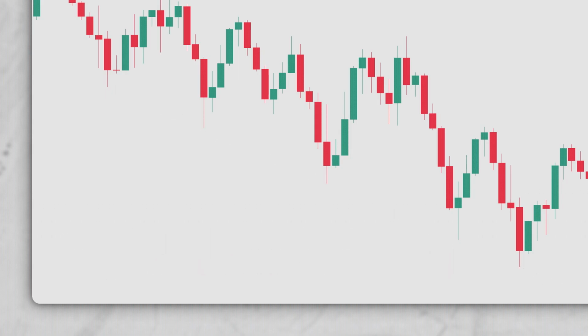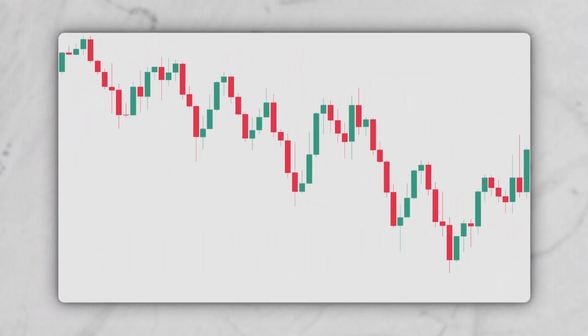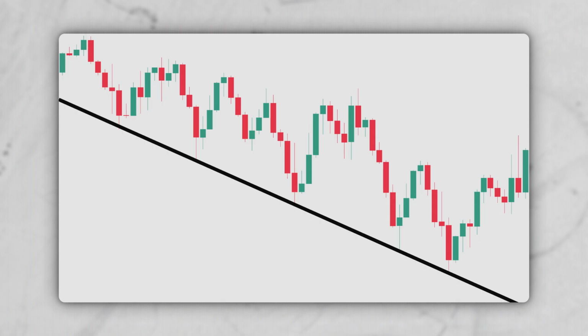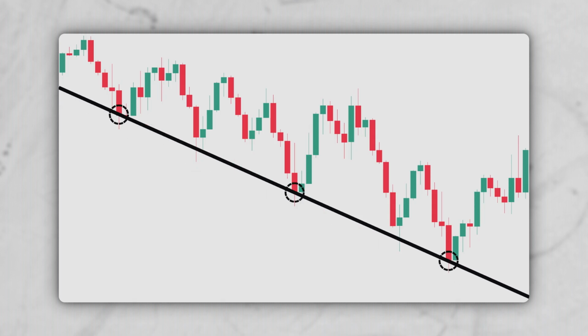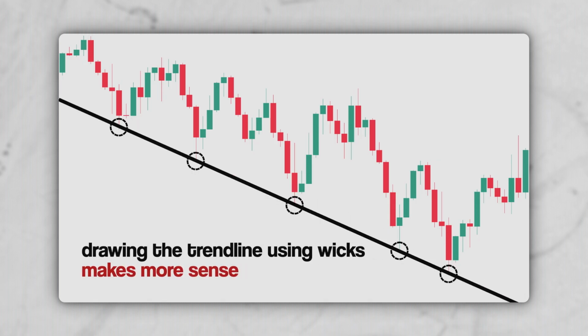The answer is simple. You can use both. What matters is how many clean touch points you get in a specific scenario. For example, on this chart, when we draw the trend line using wicks, we get 5 clear touches. When we draw it using candle bodies, we only get 3. In this case, drawing the trend line using wicks makes more sense.